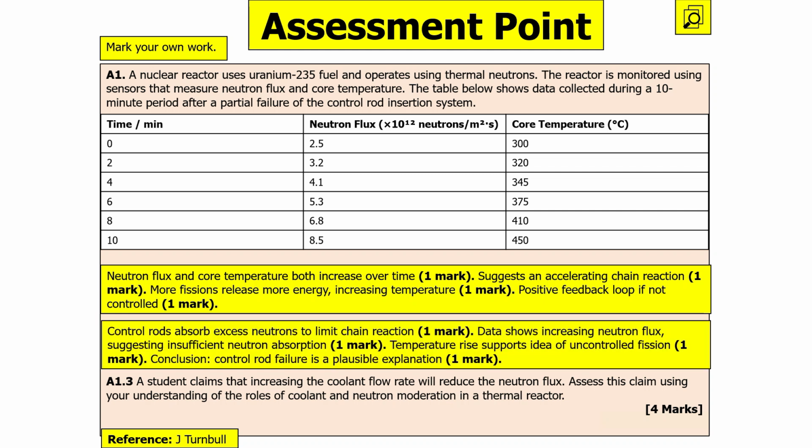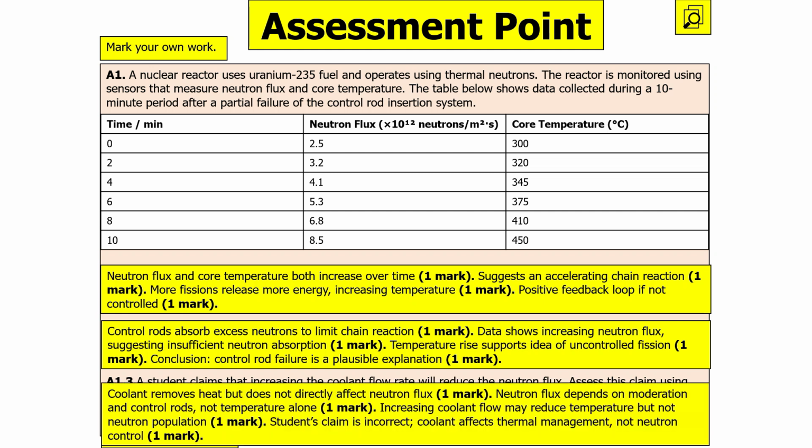The control rods absorb excess neutrons to limit the chain reaction. The data shows increasing neutron flux, suggesting insufficient absorption of the neutrons. So the temperature rise supports the idea of uncontrolled fission. So the conclusion must be that the control rod failure is a plausible explanation for this. The coolant removes heat, but it doesn't directly affect how many neutrons are present.